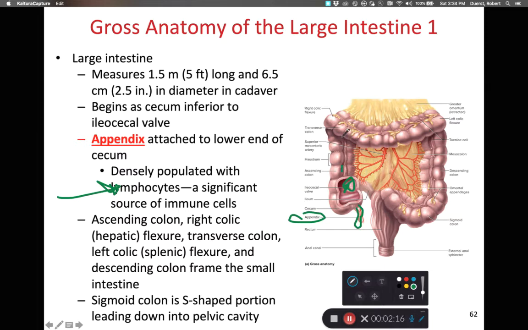We have that ascending colon, as I mentioned on the previous slide, to the transverse, to the descending colon, to the sigmoid, followed by the rectum. And then at the very end, after that rectum, we'll have the anus.